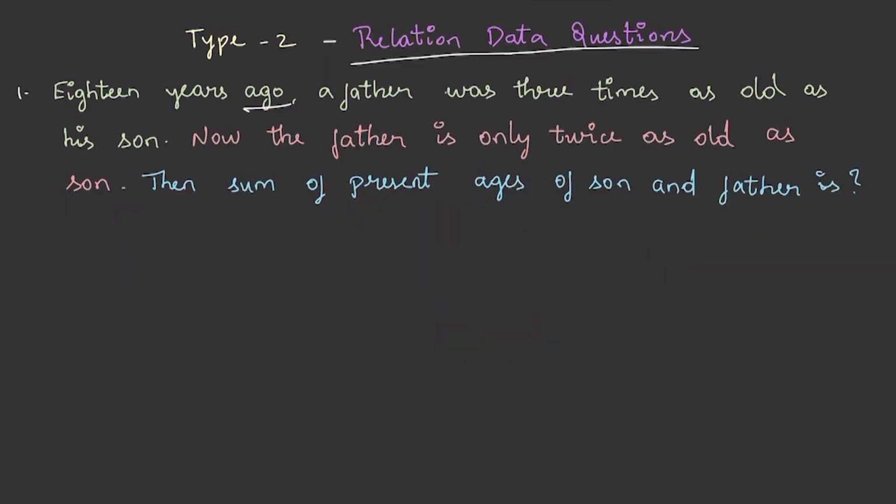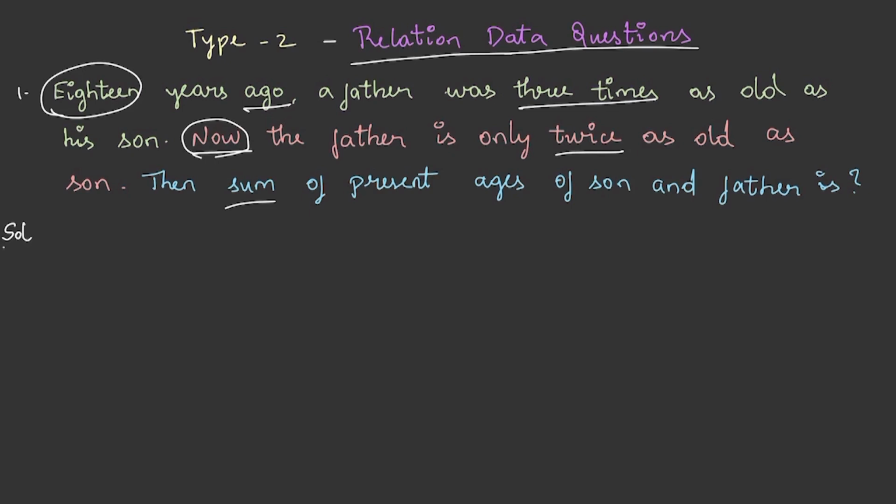18 years ago, a father was 3 times as old as his son. Now the father is only twice as old as his son. Then sum of present ages of son and father is. Here, the relationship data between a father and son is given 18 years ago, and also the present relationship data is also given. Based on this, we need to find the sum of present ages of son and father.